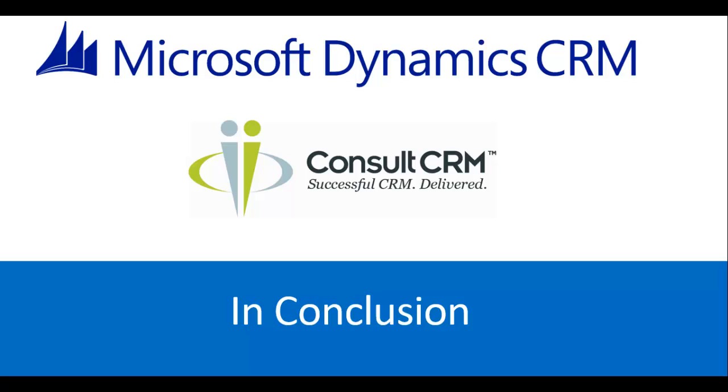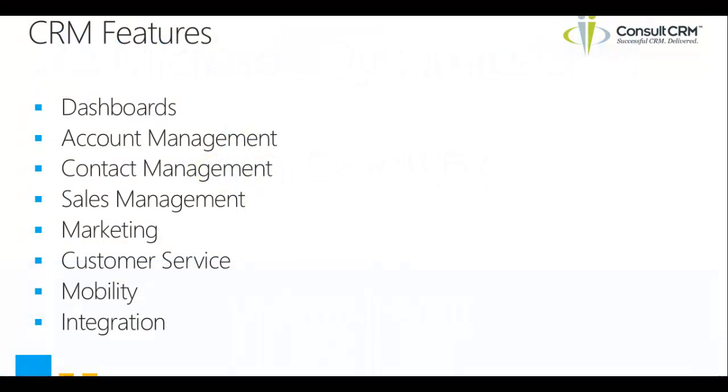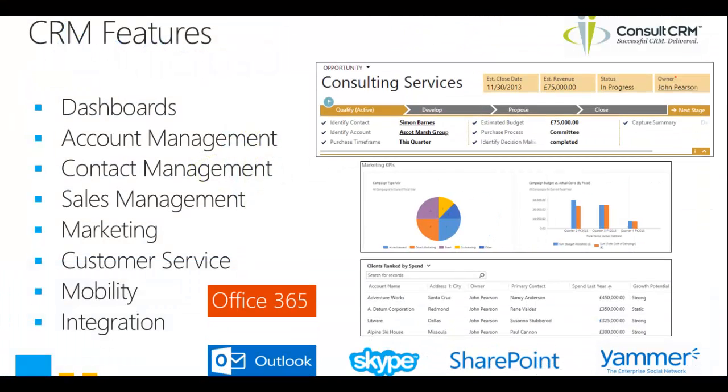Okay, that just about concludes this brief insight into Microsoft Dynamics CRM 2013. Let's have a quick reminder of some of the key features available. We looked at dashboards, account and contact management. We looked at sales management for opportunities. There are also standard features for quotes and orders in the system. We looked at some of the marketing and customer service functions, and also the fact that you can access the system from mobile devices, including smartphones and Windows and iPad tablets. You can integrate the system into your existing systems, and there is ready-to-go out-of-the-box integration for SharePoint, Skype, Outlook, Office 365, and Yammer, the enterprise social network capability.